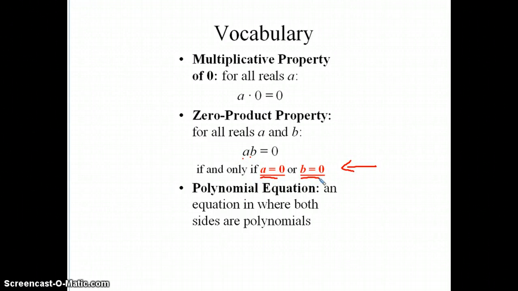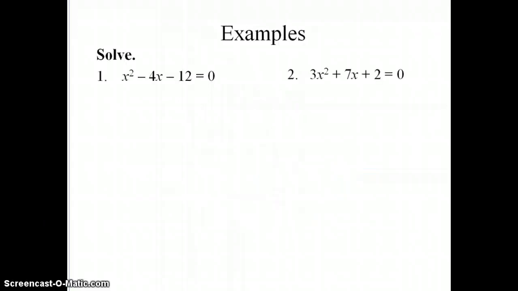And then the last one is a polynomial equation, an equation in which both sides are polynomials. We'll be starting with polynomial equations and using the zero product property to solve these. We'll move on to our first example. Our first example is a polynomial equation. Number 1 is x squared minus 4x minus 12 equals 0. The only difference is today we have an equals 0 there. Before we were using expressions.